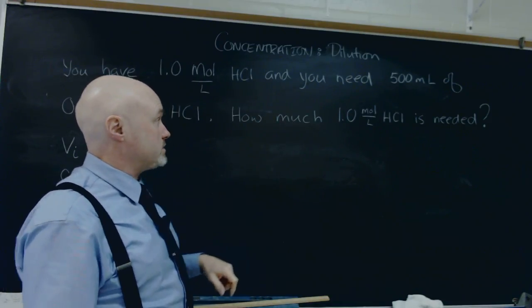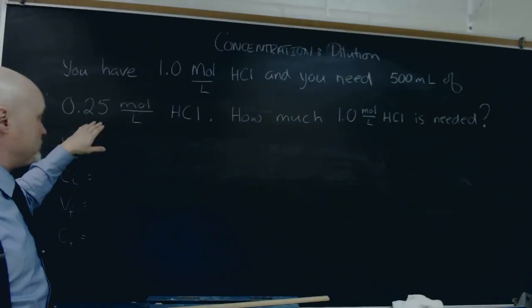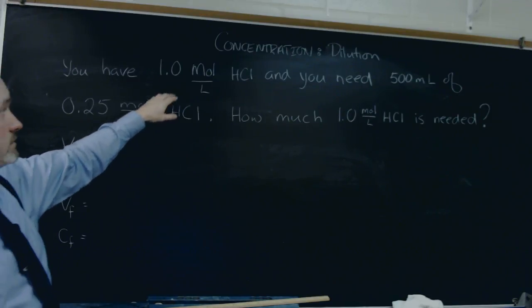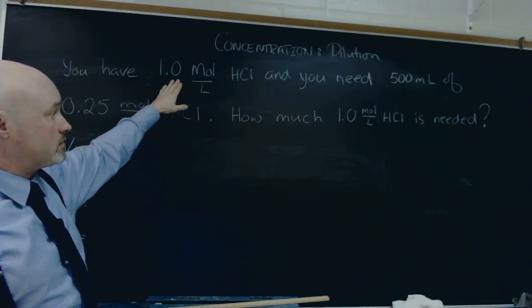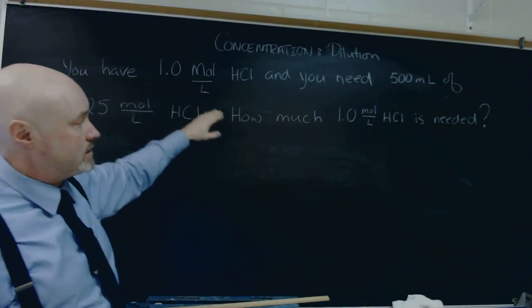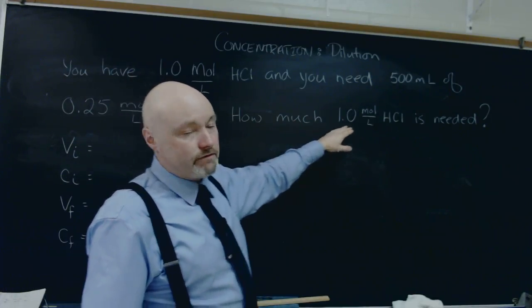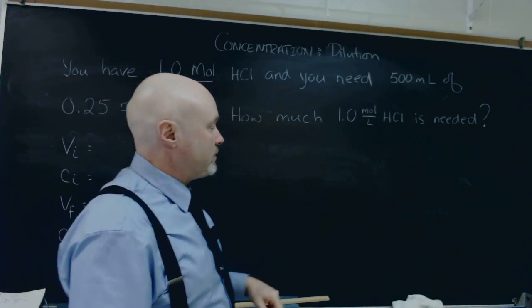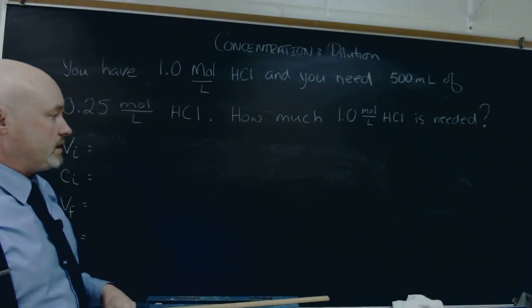So in this case, you need 500 milliliters of 0.25 mole per liter hydrochloric acid. You've got 1 mole per liter hydrochloric acid sitting in your acid cabinet. How much of this 1 mole per liter hydrochloric acid are you going to need?